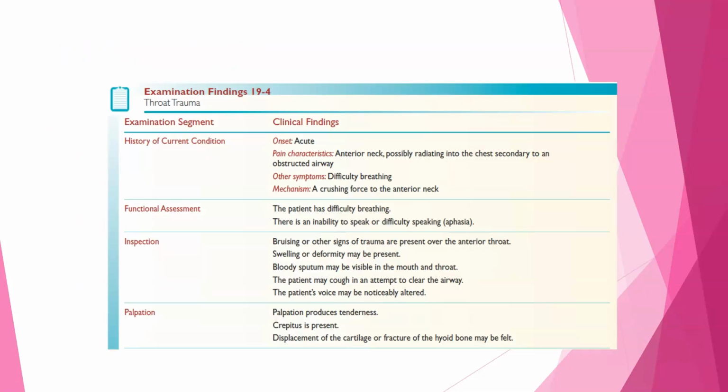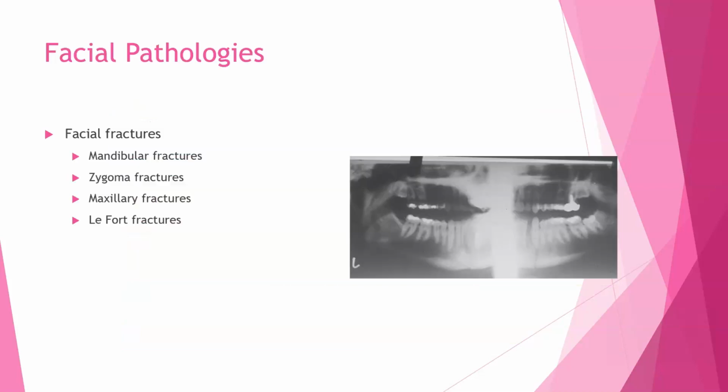More tables specifically on throat trauma. Facial pathologies, so mandibular fractures, zygoma fractures, maxillary, and Lefort. So this is just a picture. Actually, it's an x-ray, sorry. And hopefully what you're looking at is right there. So if the person is opening and shutting their mouth, is it malocclusion at the TMJ joint, or are we worried that they took a hard enough blow that they could have had any one of these fractures?